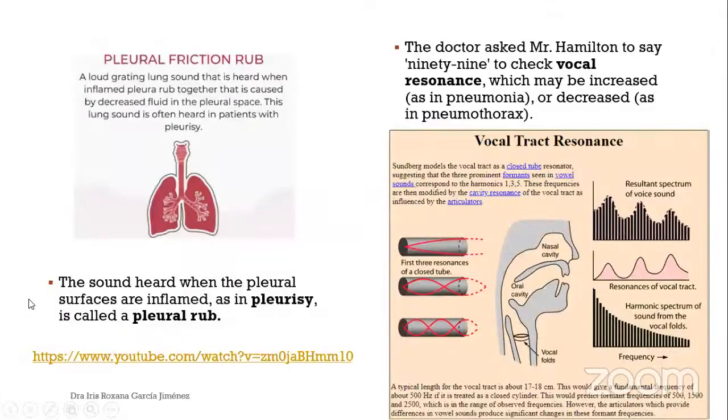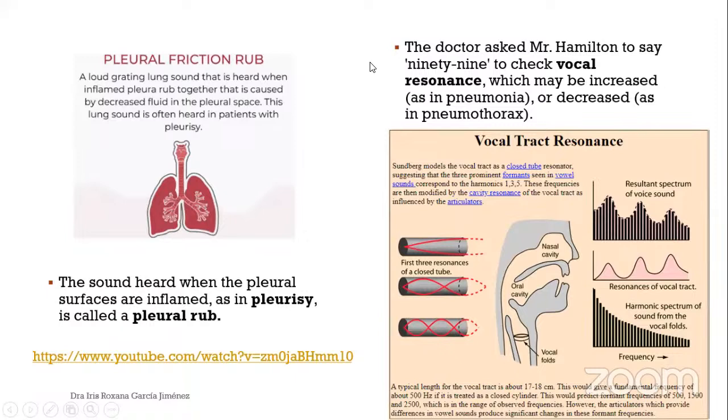Well, a very important sound, the pleural rub. This sound is heard when the pleural surfaces are inflamed, as in pleurisy. We all know about it as doctors because we have to practice. And of course, we have the website, the link I'm adding for helping to understand this.